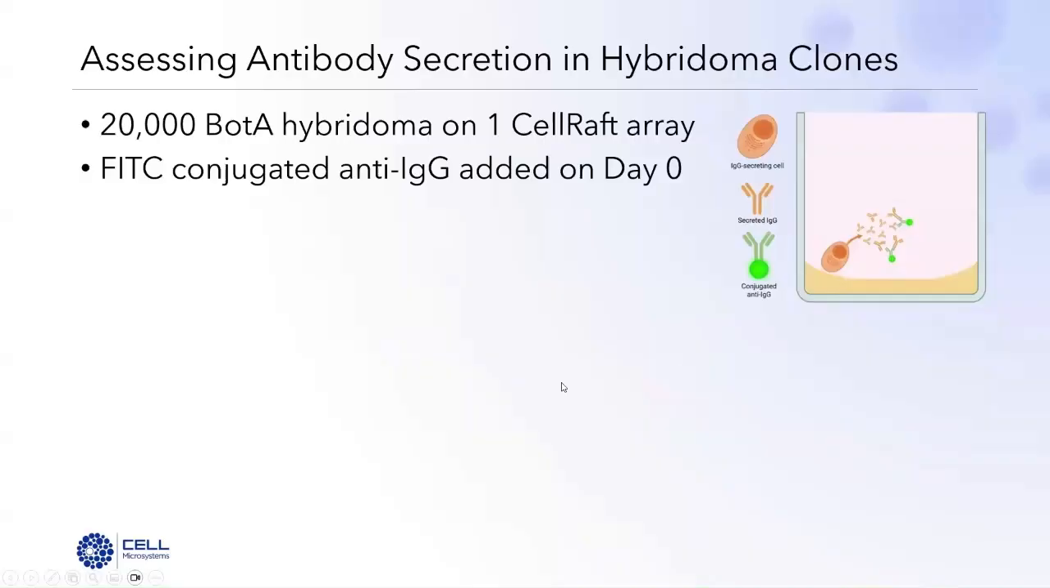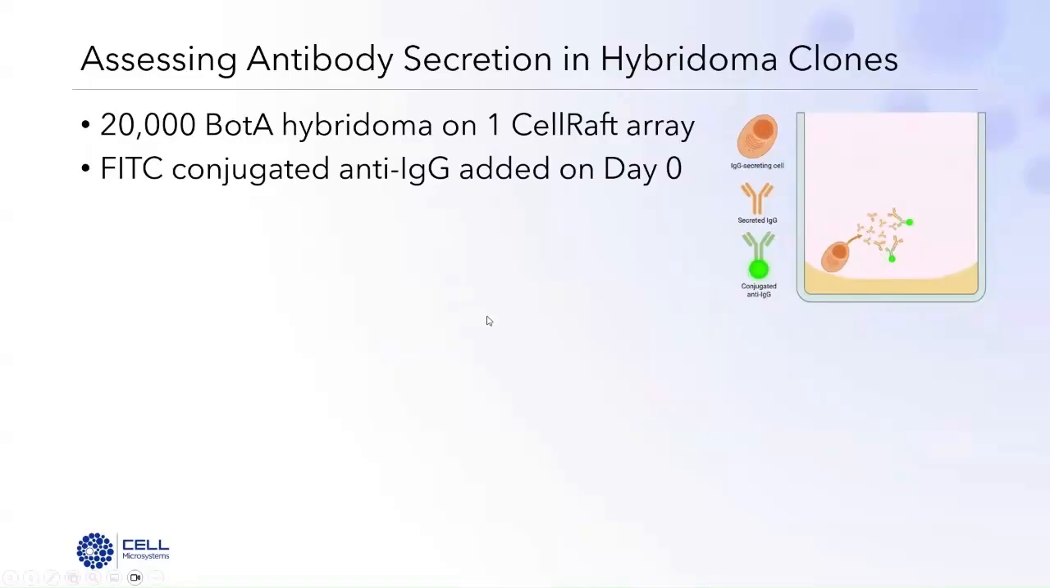So what we did in our lab was to assess the BOT-A hybridoma cells for antibody secretion. We seeded 20,000 of the parental hybridoma cells on a single cell raft array. This looks like you see in the cartoon here, with the BOT-A cells represented by the orange IgG secreting cells. And to assess whether or not they were actually making antibody, we simply spiked in a 50 conjugated anti-IgG secondary. In the event that the cells are actually producing IgG, you'll see a green fluorochrome signal like this.